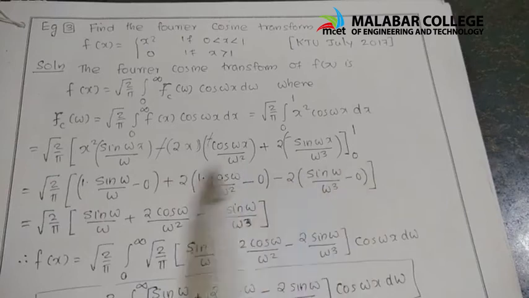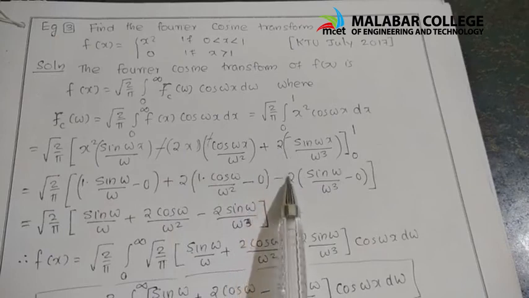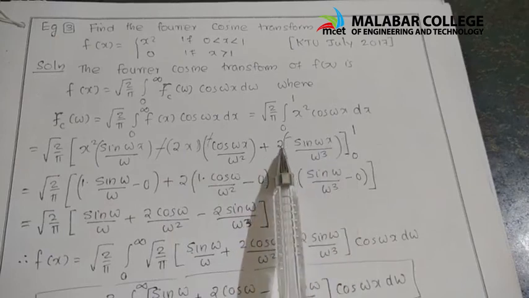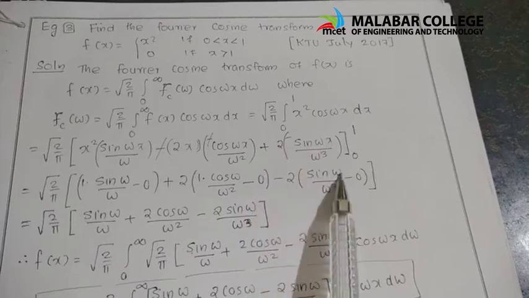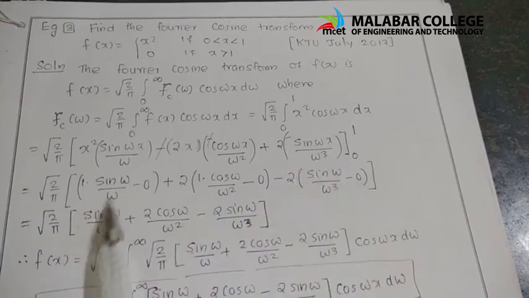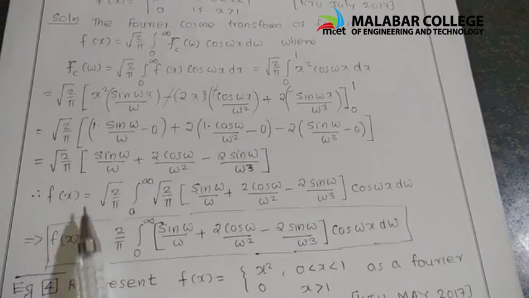Next I have to apply 0 here, 2 into 0 is 0. Next, the upper limit with this minus: minus 2 into sin omega into 1, which is 2 sin omega by omega cube. Substituting 0, sin 0 is 0 here. So I am writing root 2 by pi, then as it is sin omega by omega, plus 2 cos omega by omega square, minus 2 sin omega by omega cube. This is fc omega.